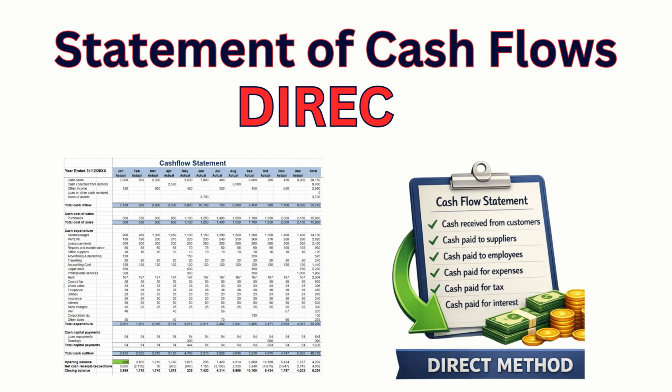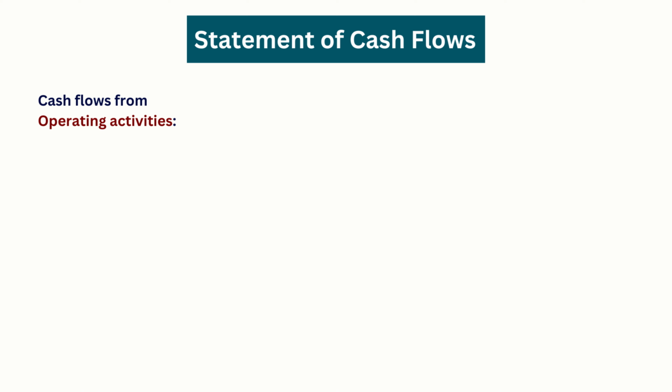In this video, we're going to focus on the direct method of preparing the statement of cash flows. Let's look at how the statement of cash flows is structured. First, we have operating activities. This section shows the cash generated from the company's core business operations.